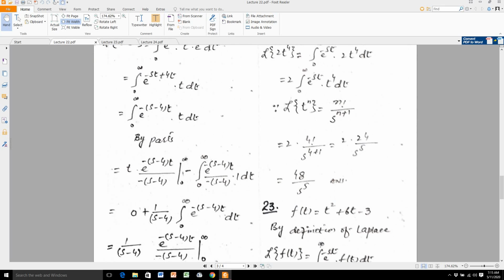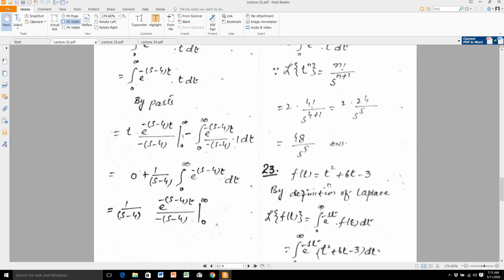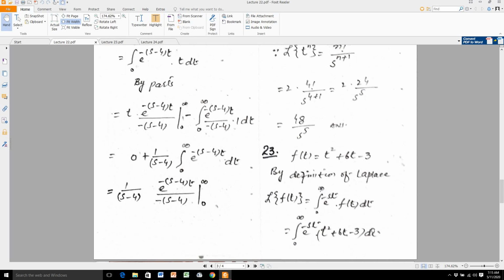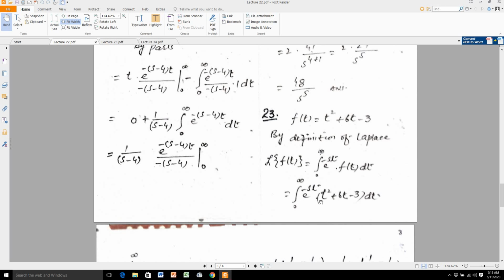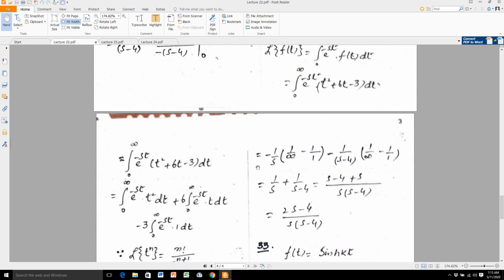Now question number 23. F of t is equal to t square plus 6t minus 3. By definition of Laplace, Laplace of f of t is equal to the integral from 0 to infinity of e raised to the power minus st f of t dt, which is the integral from 0 to infinity of e raised to the power minus st times t square plus 6t minus 3 dt. Now I multiply this exponential function with each term. You see here, the integral from 0 to infinity of e raised to the power minus st into t square. Then 6 is a constant, so I take the integral from 0 to infinity of e raised to the power minus st into t dt. And the remaining is minus 3 times the integral from 0 to infinity of e raised to the power minus st into 1 dt.